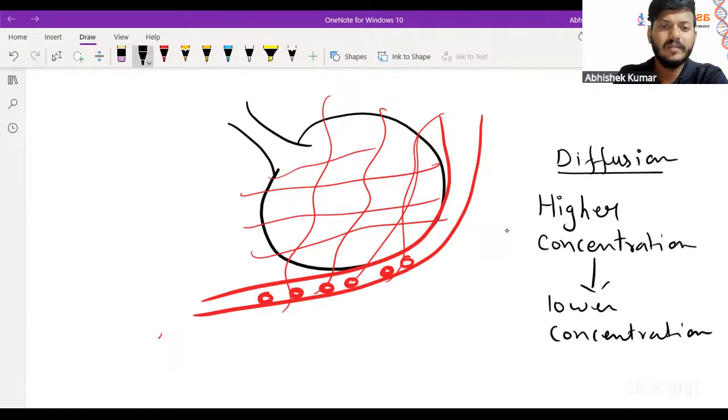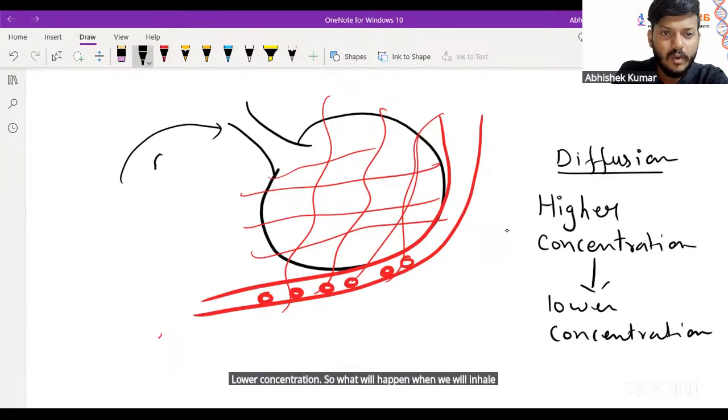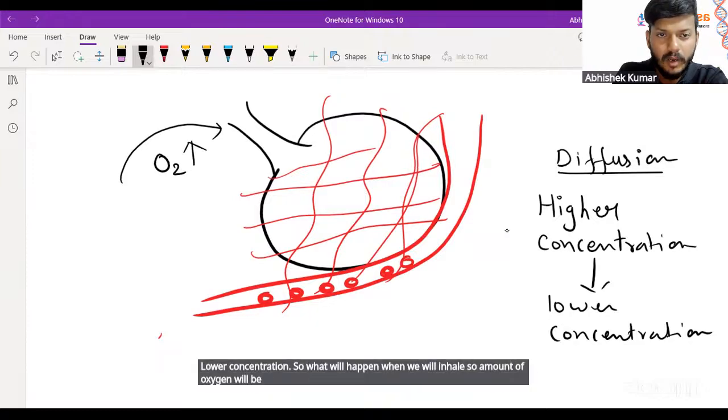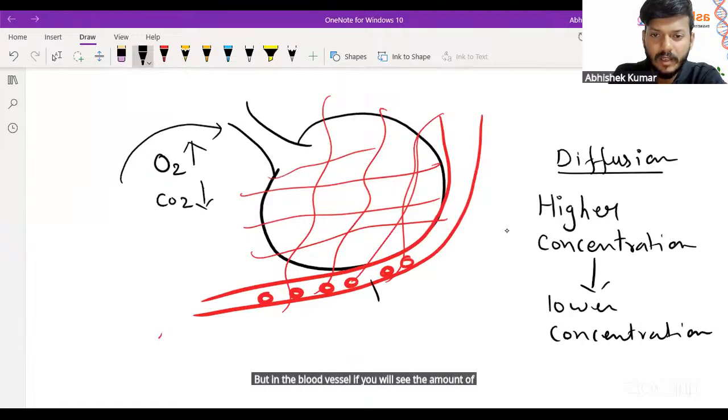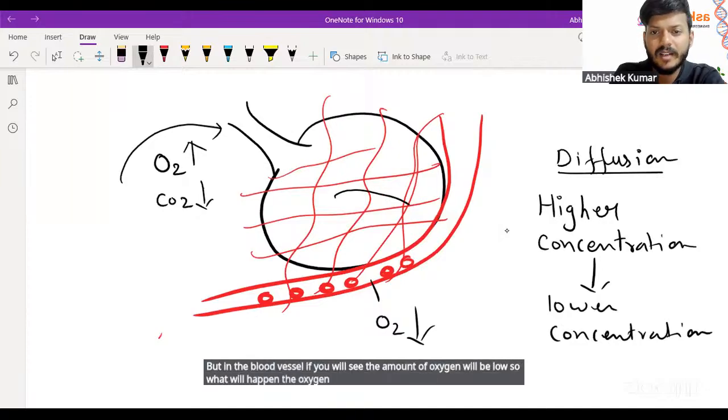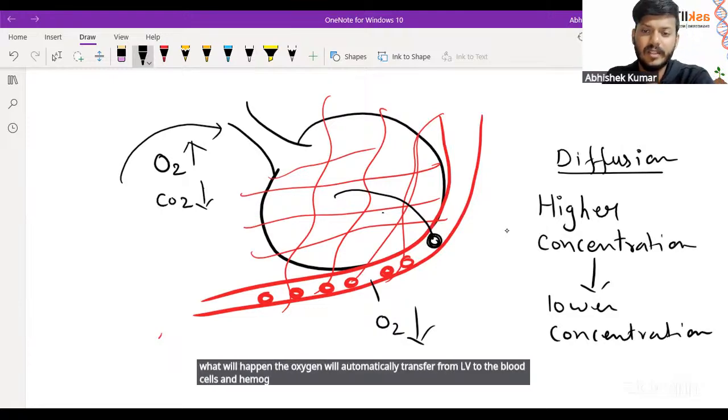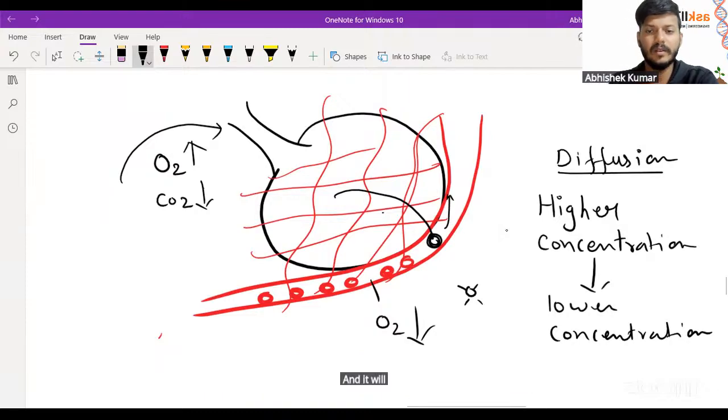So what will happen when we inhale? The amount of oxygen will be more, and the amount of carbon dioxide will be less inside our alveoli. But in the blood vessel, the amount of oxygen will be low. So the oxygen will automatically transfer from the alveoli to the blood cells, and hemoglobin will help in this. What will hemoglobin do? One hemoglobin will carry 4 molecules of oxygen, and it will run from here to the different body parts.